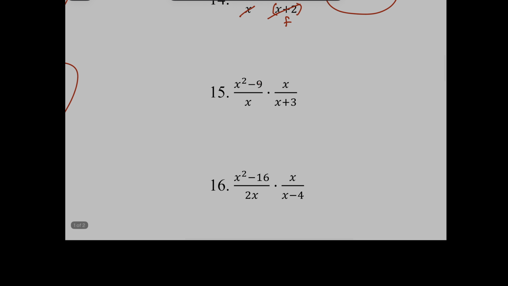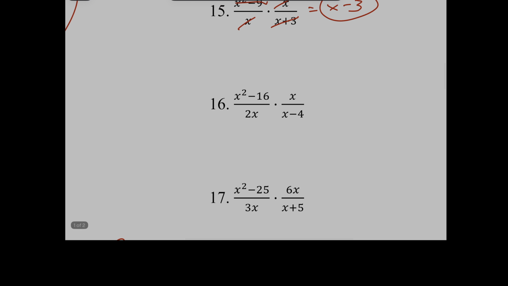Look at 15, difference of 2 squares, right? That's just x plus 3, x minus 3. These x's cancel out. Now remember, I can cancel out the entire parenthesis. I can't do a portion of the parenthesis. It has to be the whole one. And I'm going to get x minus 3 over here.